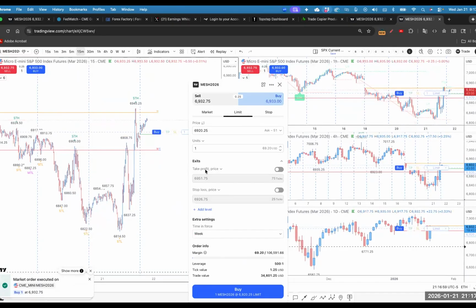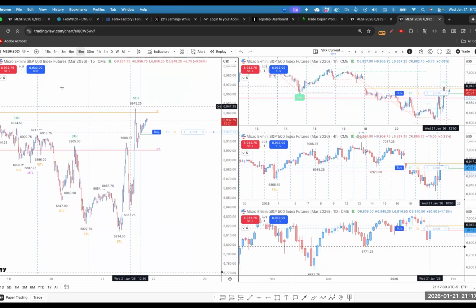If you ever question what the contract size is, what's the value? We're trading every tick, and every 0.25 is a tick. For every 0.25 up or down, you're going to gain or lose $1.25, and that's because we're trading the micro ES contract.